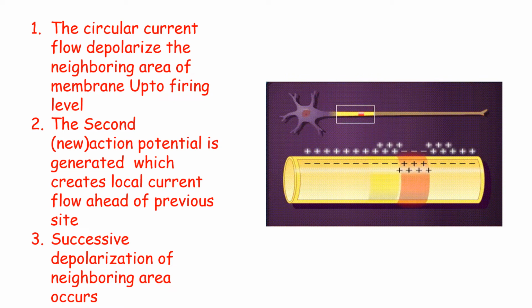A circular current flows from the depolarized area to the neighboring area so that it also reaches the level of firing. The second or new action potential which is generated creates a local current that is flowing ahead of the previous site. You can see here. So this successive depolarization of the neighboring areas occurs, and this results in the propagation of the action potential. So the action potential in an unmyelinated nerve follows three steps. One, the generation of the local circuit current, and then its successive propagation.